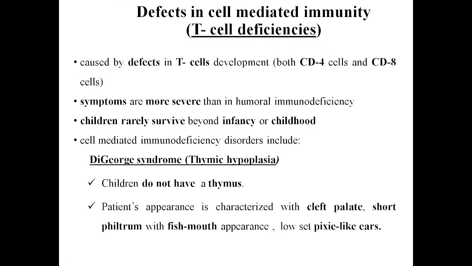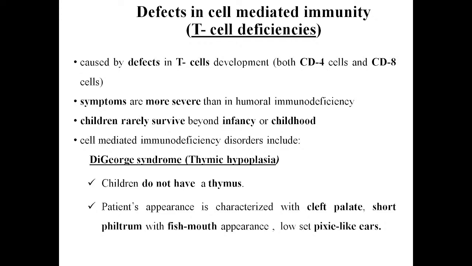What is thymus? Let's remember what it is. Thymus is a primary immune organ. You remember there are primary and secondary immune organs. What are primary organs? These are thymus and bone marrow.